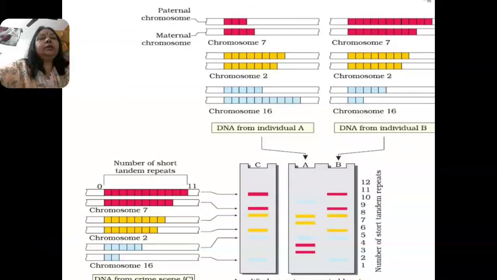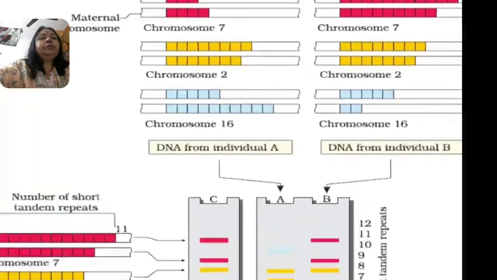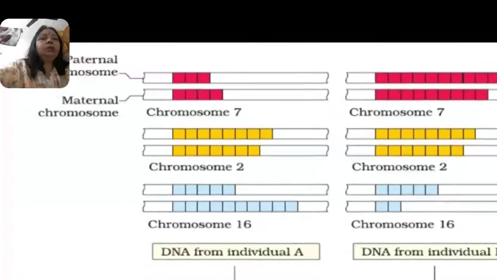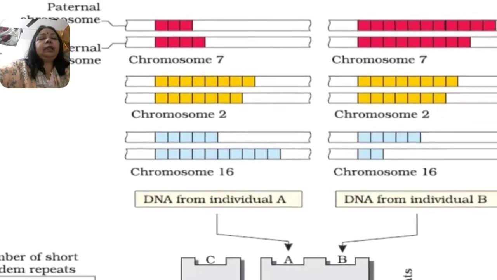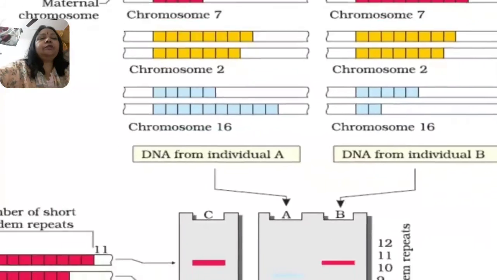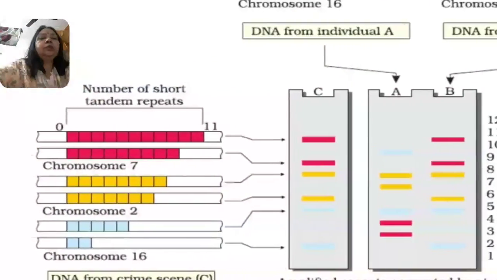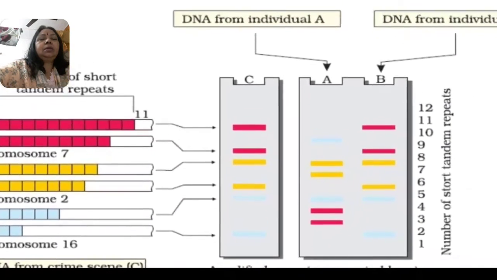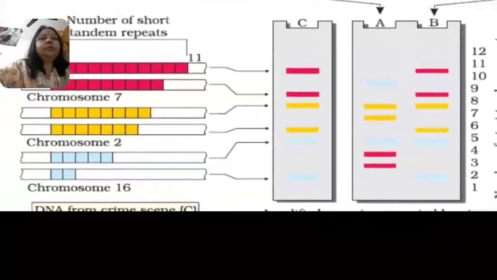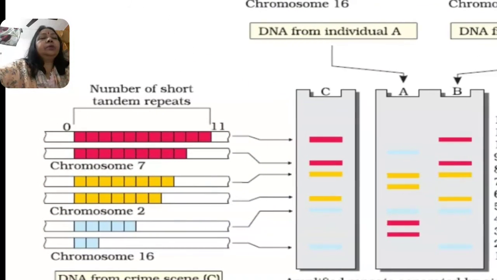Here you can see in paternity disputes the example of paternal chromosomes, father's chromosomes and mother's maternal chromosomes, chromosome numbers 7 to 16. DNA is extracted from individual A and then DNA is extracted from individual B. It is going to be compared with the help of short tandem repeats. The bands are here. We can solve the issue by this method.